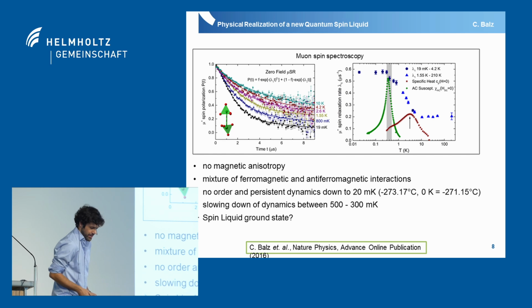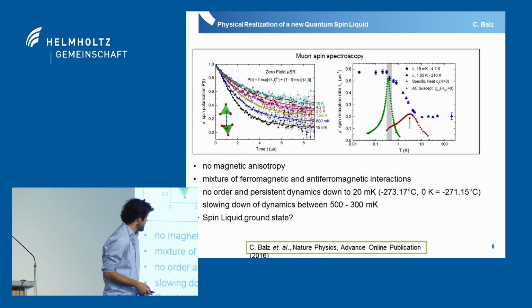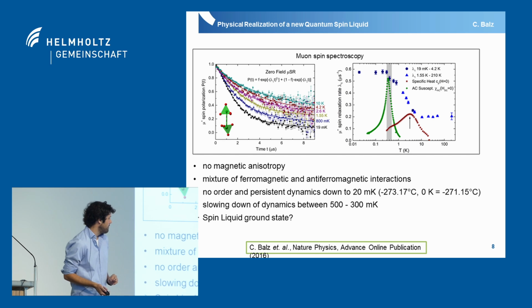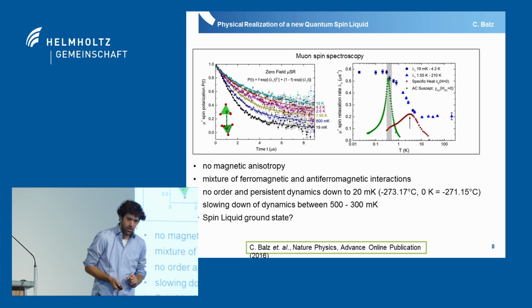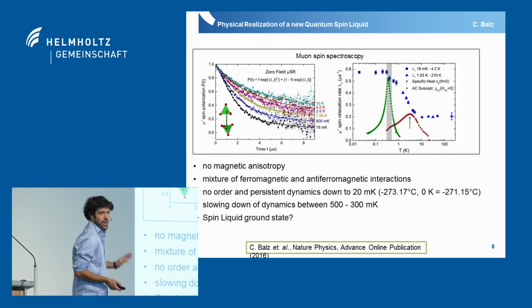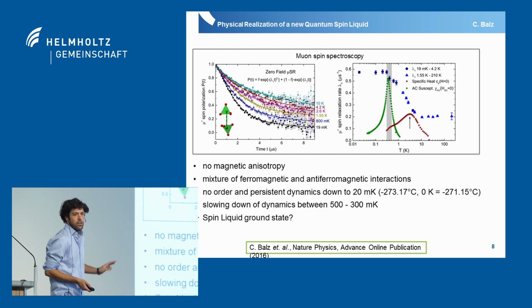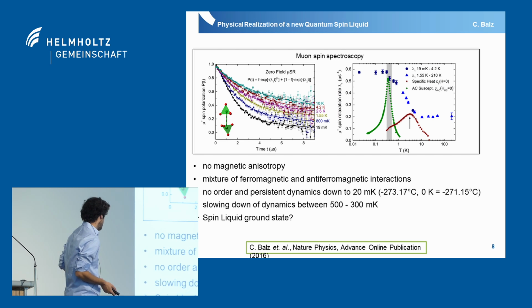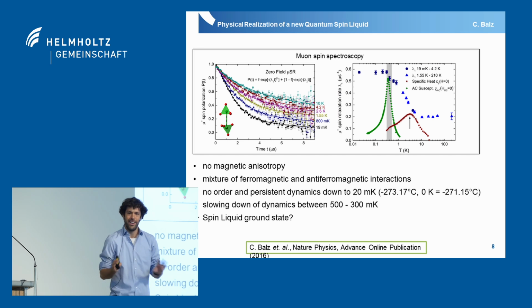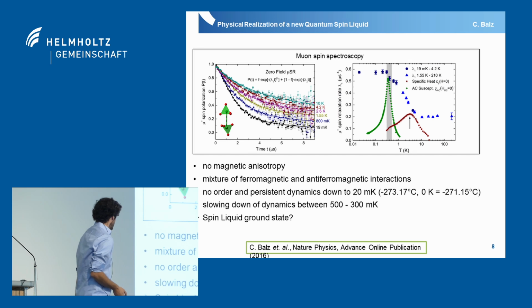20 millikelvin in centigrade is minus 273.13 centigrade, and absolute zero is minus 273.15 centigrade. Of course, in the lab we can't go to absolute zero, but we can go very close to it. And we haven't found any sign of these classical ordered magnetic phases down to this temperature. Further, we found that in this compound we seem to have both ferromagnetic and antiferromagnetic interactions.